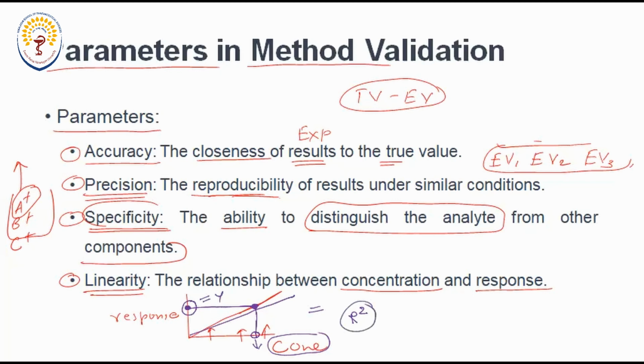So these are 4 parameters which are extremely important in the method validation. These parameters will say what are the points that we are considering while performing method validation, what are the features of our method, our analytical procedure that we are wishing to see. And these things are accuracy, precision, specificity, and linearity.